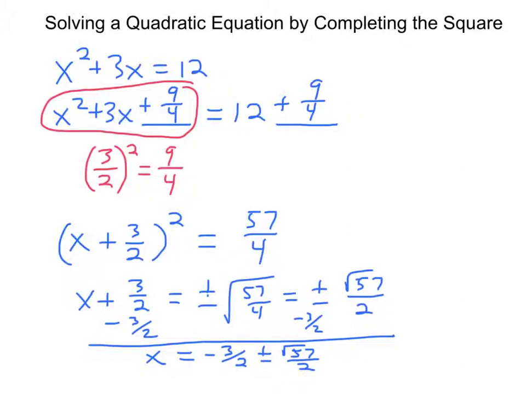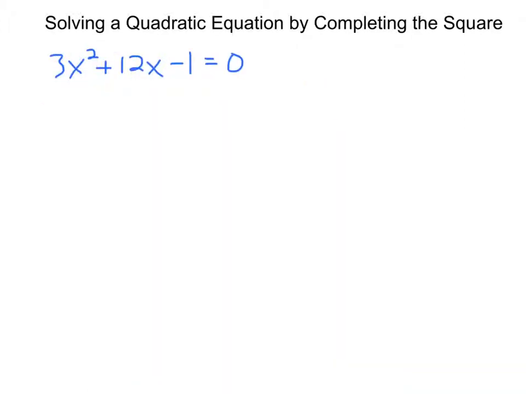And since these two fractions have the same denominator, and you're adding or subtracting them, you can combine them into one fraction. So you could say negative 3 plus or minus the square root of 57, all over 2.